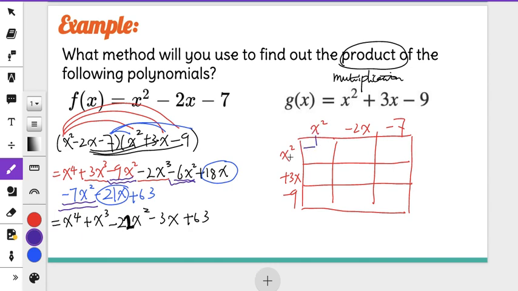the 2 terms here. x squared times x squared is x to the 4th. Next, x squared times negative 2x is negative 2x to the 3rd. And then negative 7x squared. So that's the first line here.